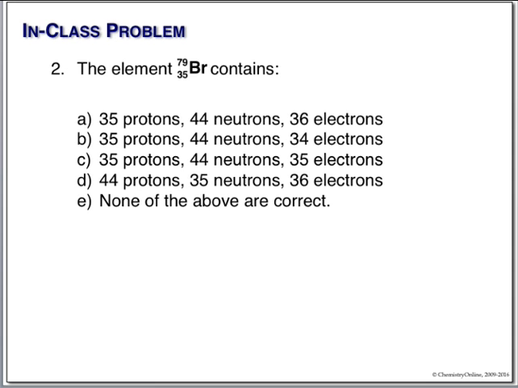All right, so what does it have? This is the atomic number, right? So it has, how many protons? 35. We're down to A, B, or C. Mass number is 79. 35 of those are protons. 44 neutrons. But if this is neutral, how many electrons must it have? 35.